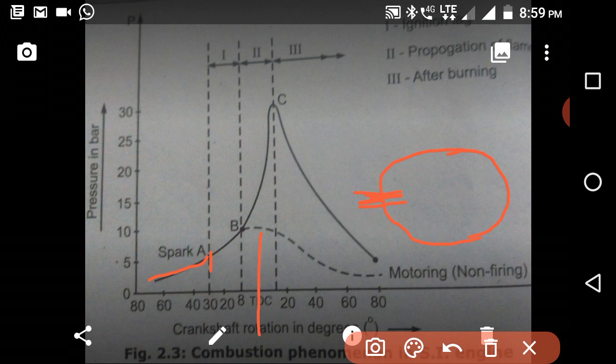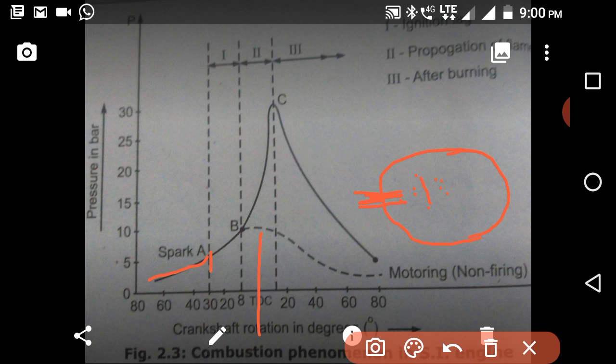If we create the spark, it will be created like this, and this spark will be like a thin thread. So this thread is coming in contact with the air and fuel mixture. Here the mixture will be there. So this thread is coming in contact with these molecules, the air fuel mixture. So what will happen due to that? This is the thin thread.